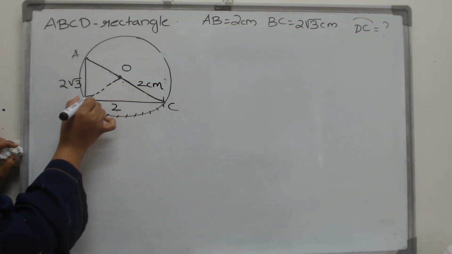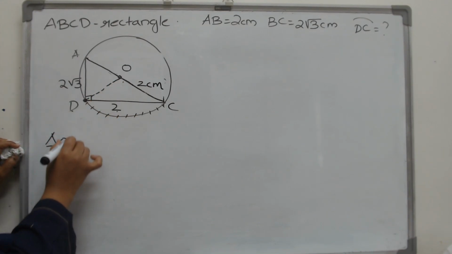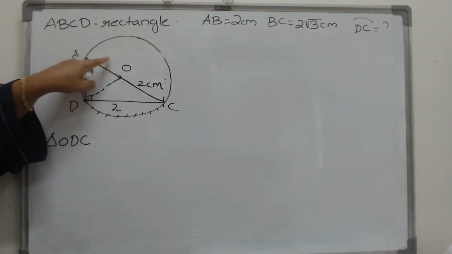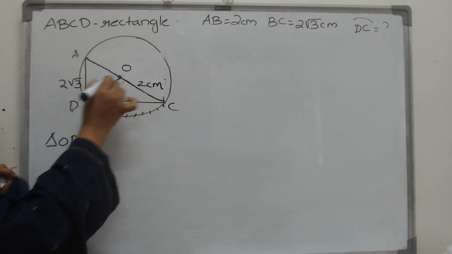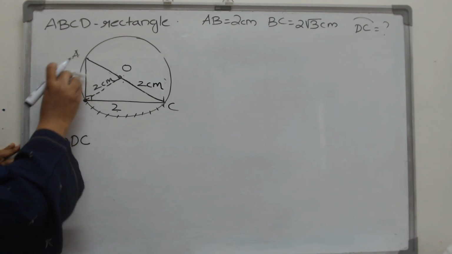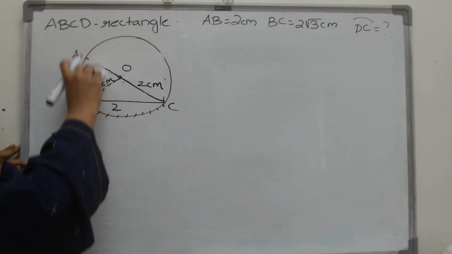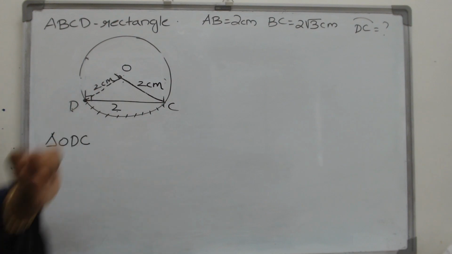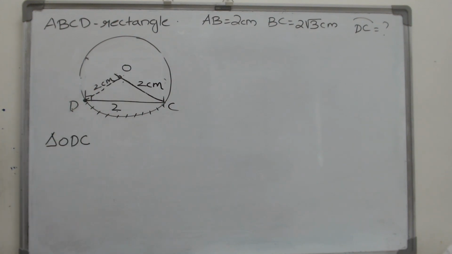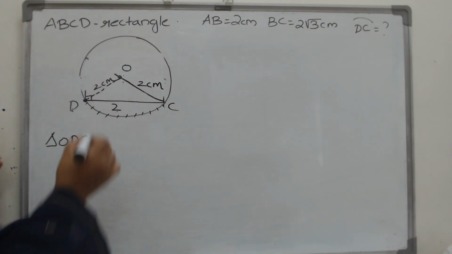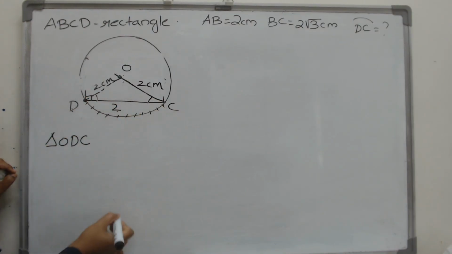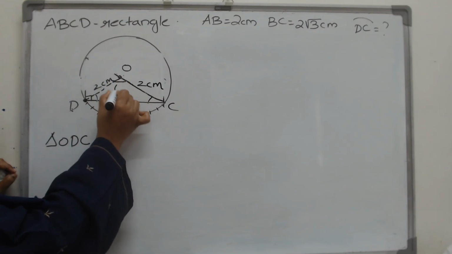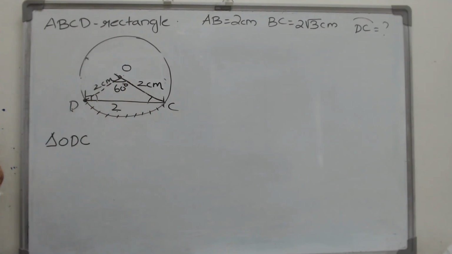Now join this also. What sort of a triangle do you think ODC is? OD is also a radius, so that is also 2 centimeters. So what sort of a triangle are we talking about? We have an equilateral triangle here. All the 3 sides are 2 centimeters. Equilateral triangle means all the angles are equal to 60 degrees. This is 60 degrees, this is 60 degrees, and this angle you have here is 60 degrees.